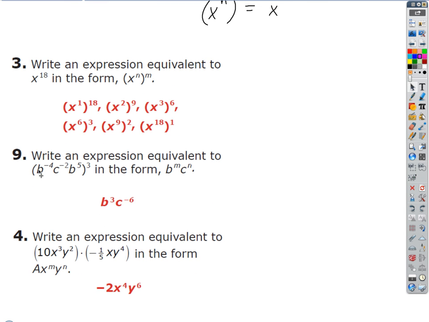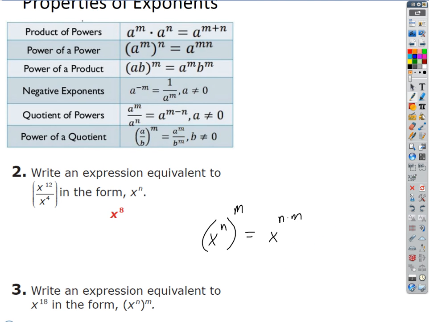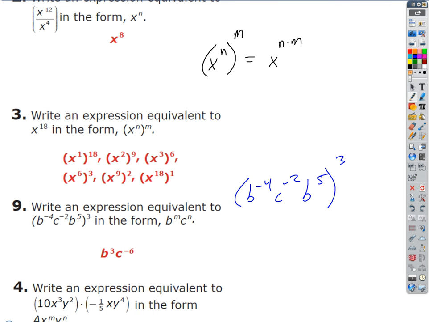Okay, and then this same thing here. All we're going to do is simplify this expression. So if we've got the quantity b to the negative 4, c to the negative 2, b to the 5th, cubed, let's just simplify. Can I do anything inside the parentheses? Do I have any like bases that are being multiplied? The b's, yeah. So b to the negative 4 times b to the 5 is b to the what? If we multiply like bases, we just add the exponents. So it's b to the 1, isn't it?